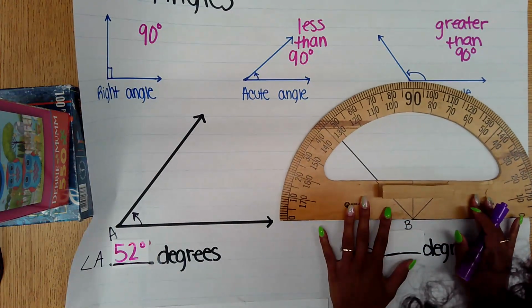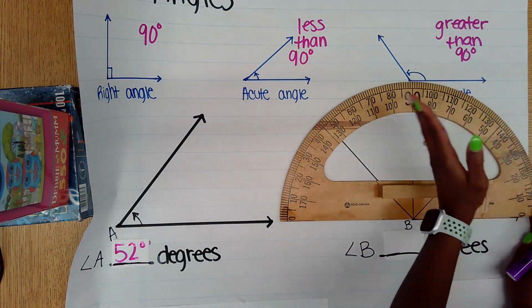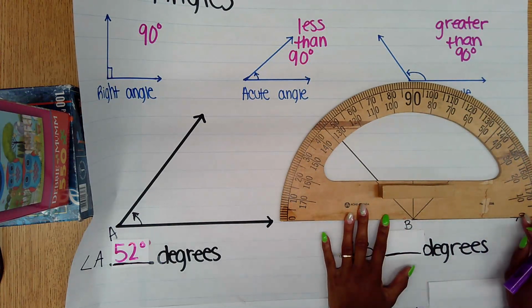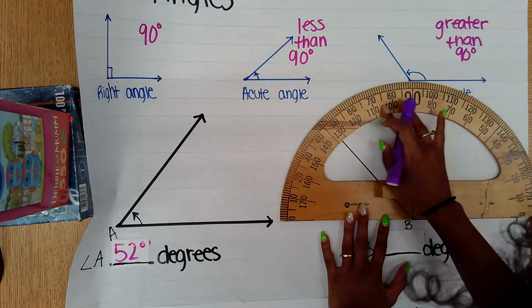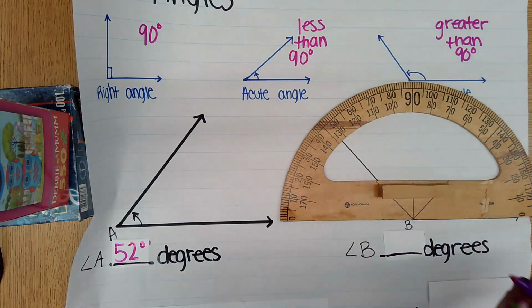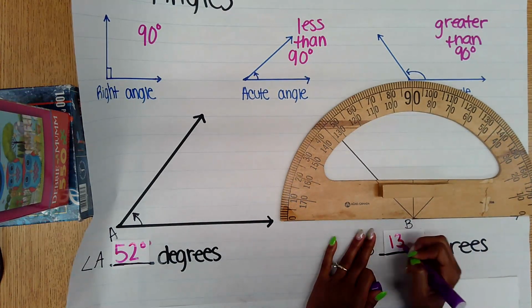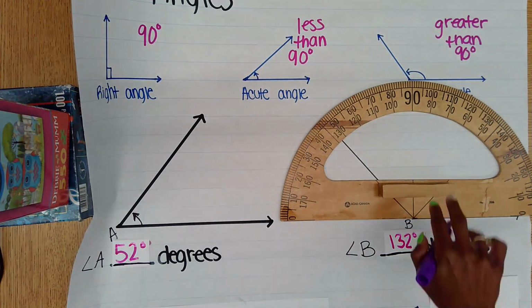Again, I'm going to line up my center right here. It is opening from the right, heading left. So again, I'm going to be using the 0 on the right side. And here's my marker, 130. And we're going to say that this angle is about 132 degrees. Don't forget that little degree symbol.